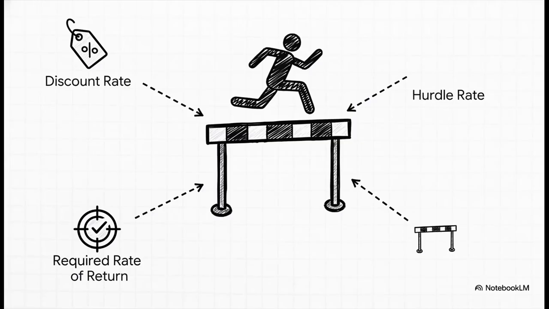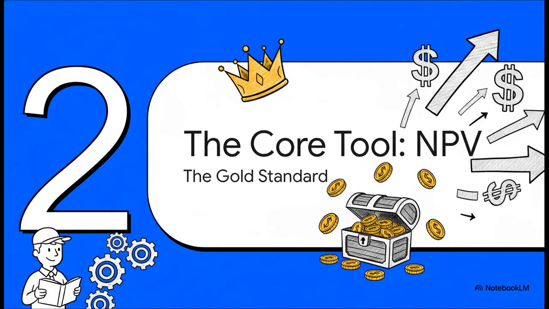So the big question is, what rate do we use to discount those future dollars? Now, here's a heads up for the exam. They love to use different terms for the exact same thing. You might see it called the discount rate, the hurdle rate, or the required rate of return. Don't let it trip you up. They all mean the same thing. It's the absolute minimum return a company needs to earn on a project to make it worth their while, considering the risk involved.